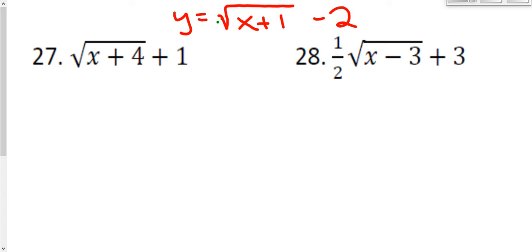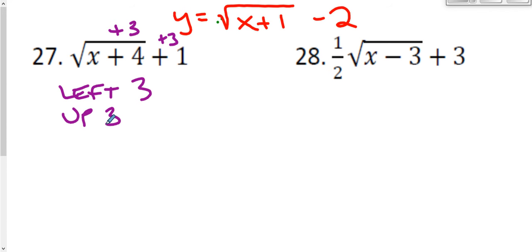So in question 27, we'll notice that there's no stretch or compress, there's no reflecting, but I do have a +1 in the original, and this is turned into a +4. So to turn a +1 into a +4, I must have added 3, and that would move me to the left 3 spaces. Last but not least, the number at the end used to be a -2, now it's a +1, so we must have added 3 there as well, and that would move me up 3. That's it, describing the transformation there.